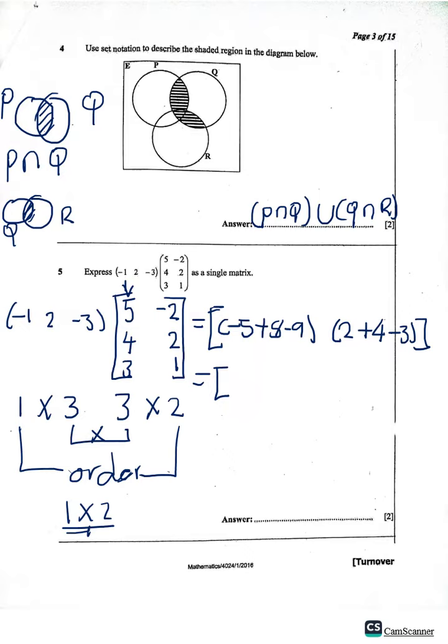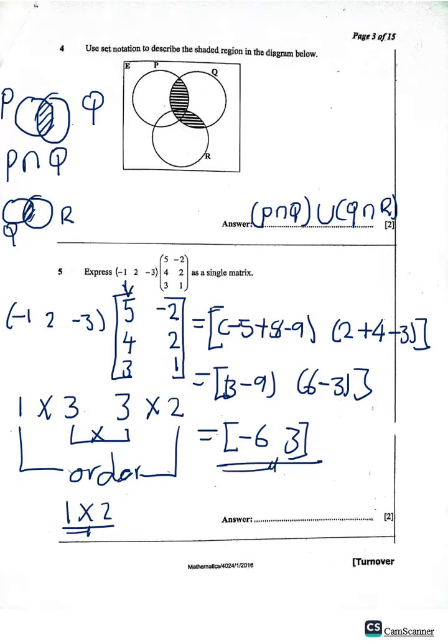-5 plus 8 is 3, minus 9. 2 plus 4 is 6, minus 3. Therefore, our final answer: 3 minus 9 is -6, and 6 minus 3 is 3. So this is our final answer. As we can see, it's a 1 by 2 matrix.